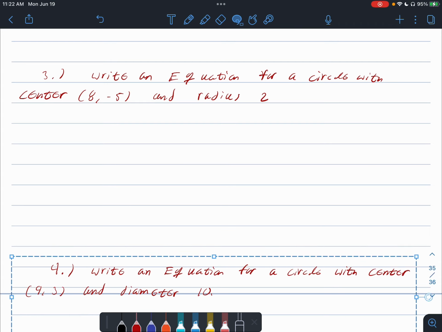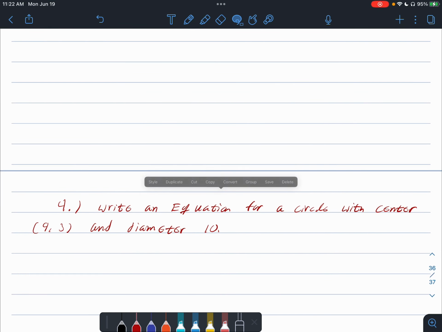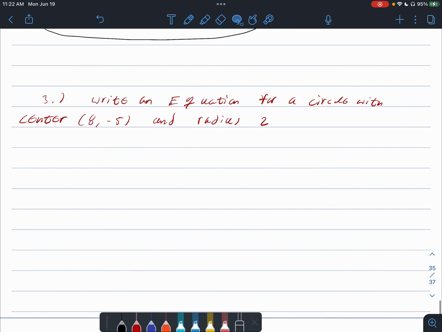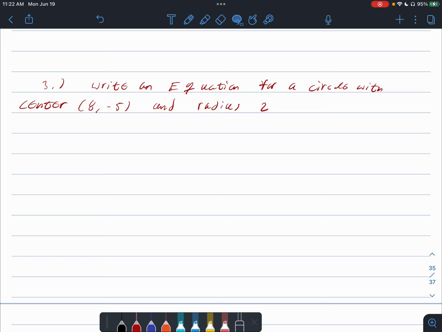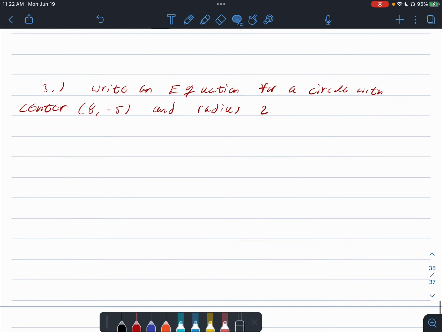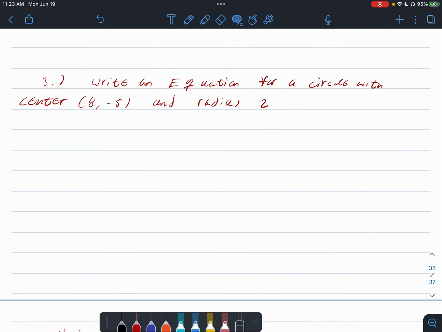Okay, so let's say maybe you're given the radius. This is a little bit easier. If you have the circle and you're given the radius, this is fairly simple. So we have the center is (8, -5), so h is 8 and k is -5. And our radius is 2, so r equals 2.